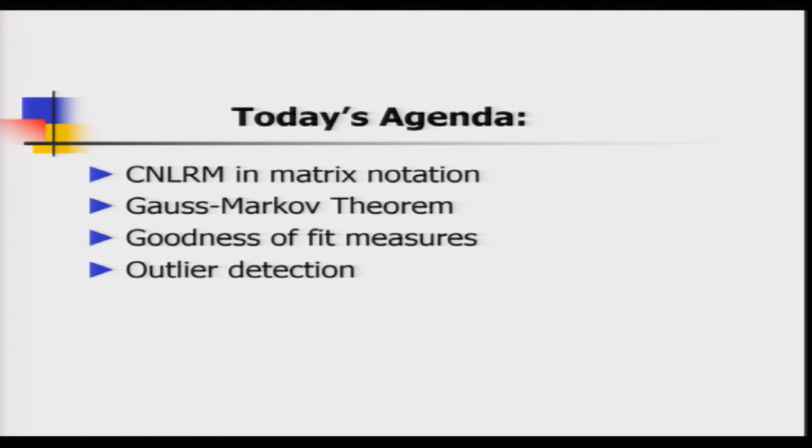The next item in the list is a very important theoretical result known as the Gauss-Markov theorem, and then we are going to revisit the goodness of fit measures. We have already discussed goodness of fit measures, but we are going to extend the analysis here, and finally we are going to talk about outliers and influential observation detection.